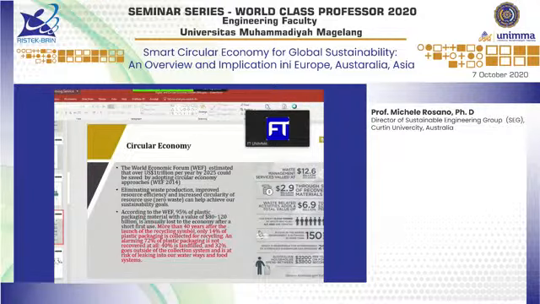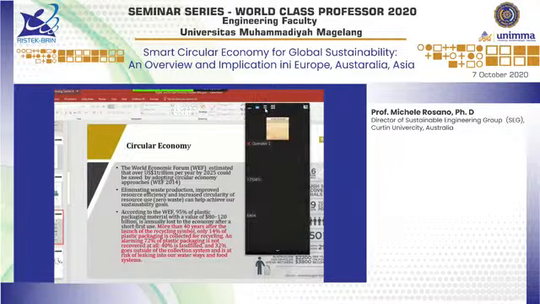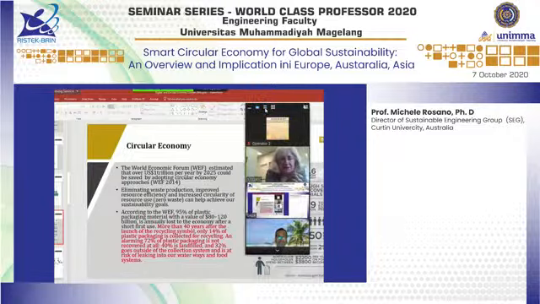So it's actually almost the same way Indonesia can copy what Australia does about reducing emissions, Prof. It is. It's not easy. It's a very good question, but there's no simple answer to that question.